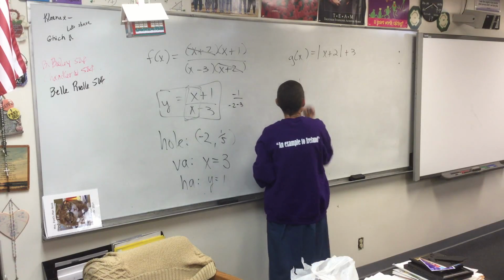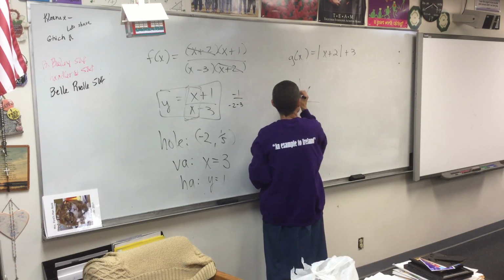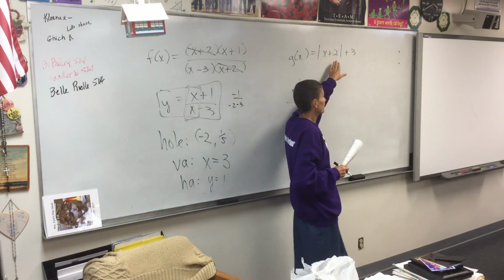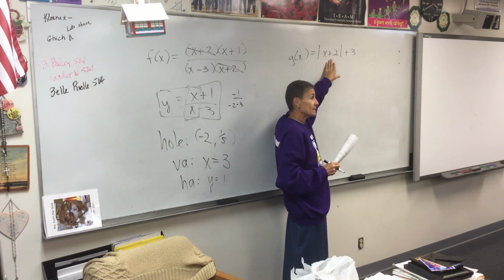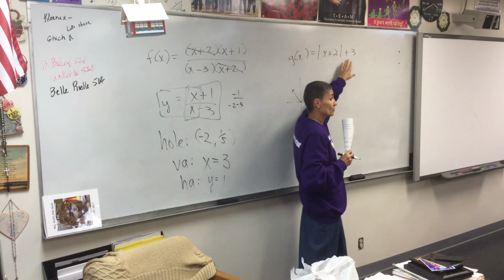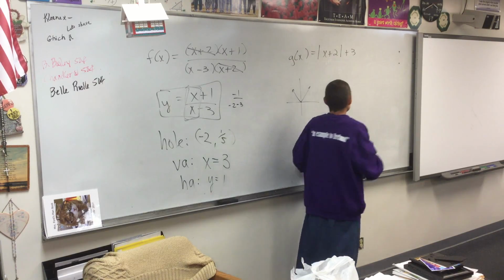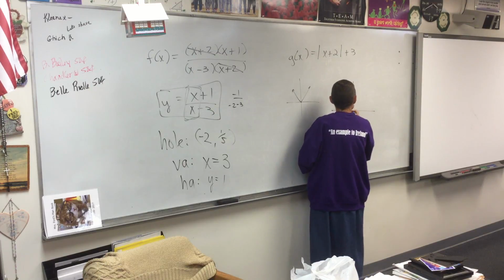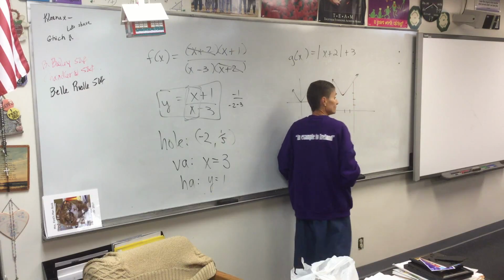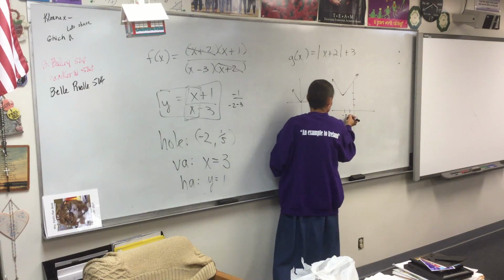It's a V. Now the normal one would be positioned at the origin. But what have we done to this one? We have moved it 2 units to the left and 3 units up. So now, instead of V'ing from the origin, it's V'ing from here. This is -2.